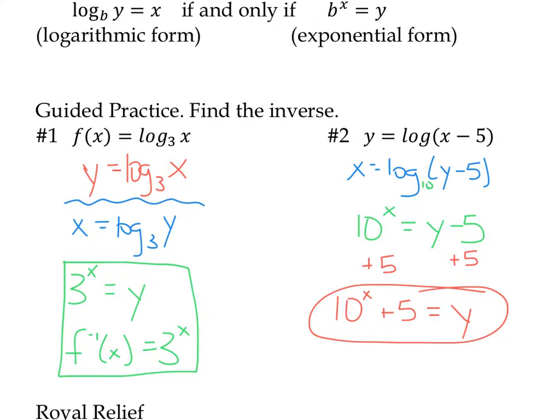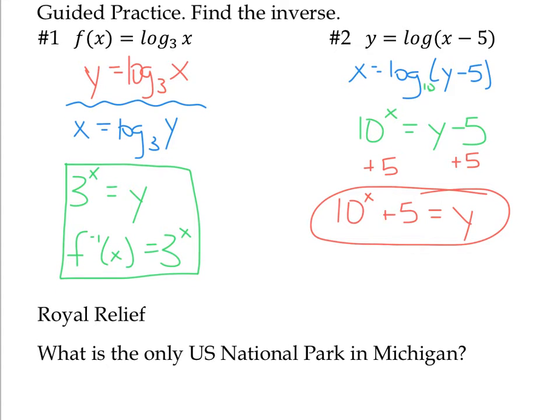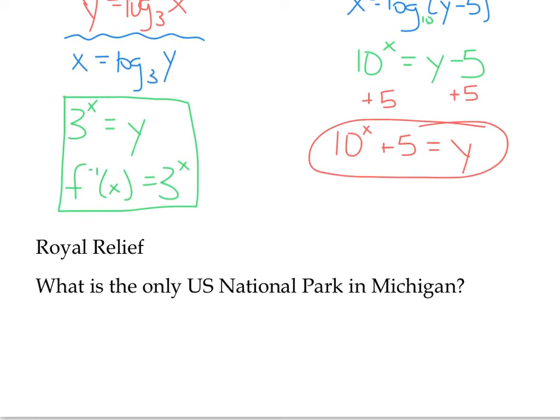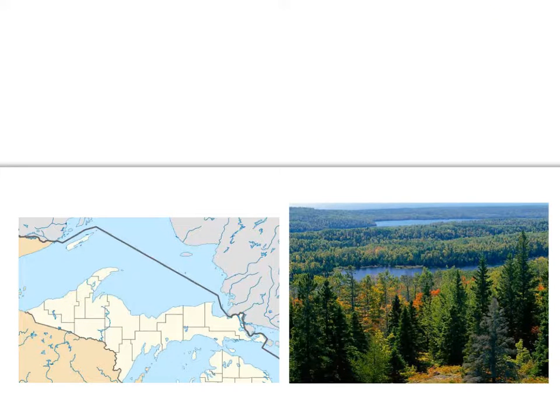But first, a little royal relief. What is the only U.S. national park in Michigan? So the only United States national park that's located in Michigan, you got to go far from where we are to get there. It's Isle Royale National Park.